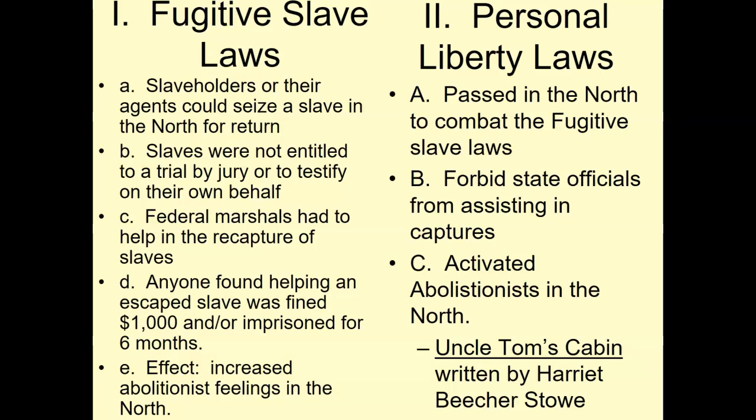Now, contrast that with what some northern states had already done. Some had already passed what were called personal liberty laws, and you can see the difference. Some northern states forbade state officials from assisting in captures of runaway slaves.